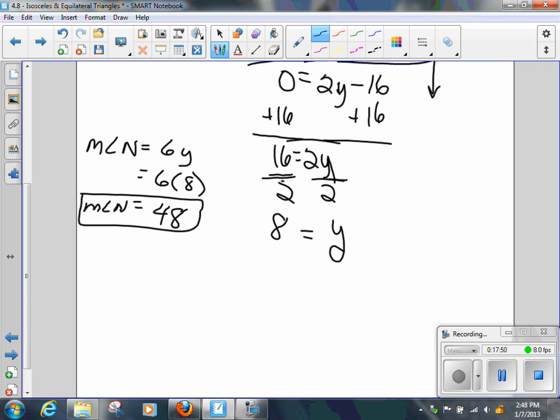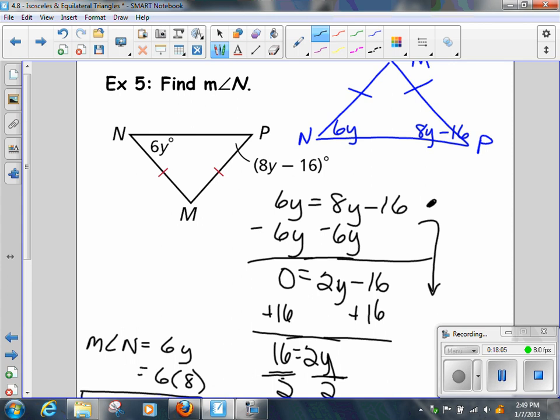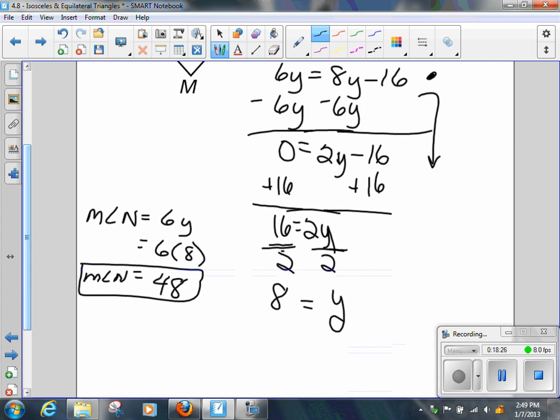Now, why would that not be right for sure? Negative 48. Why is that not right? Because you can't have a negative angle. Did you set it up? Yeah, totally fine. That's fine. Okay. The final answer, y is equal to 8, the angle is equal to 48.